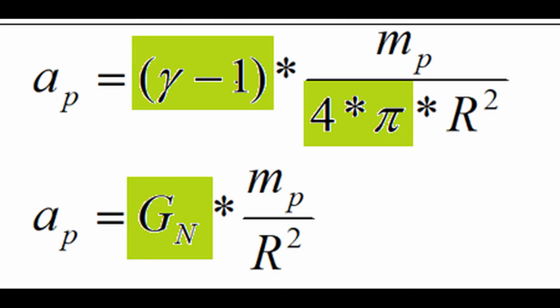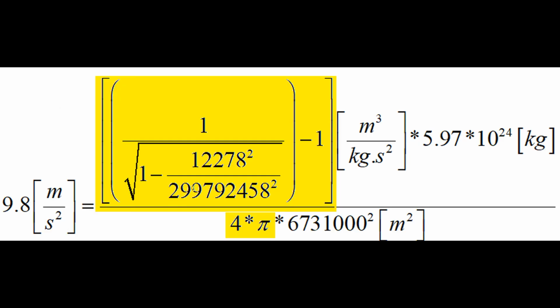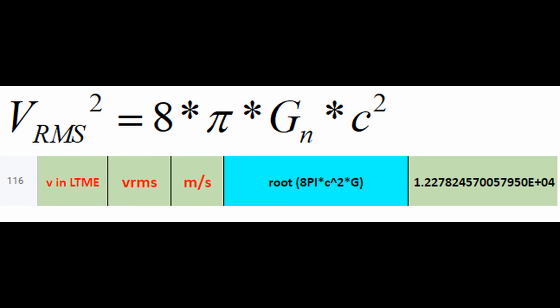Let's check if we can calculate the acceleration at the surface of the Earth. The factor gamma minus 1 divided by 4 pi, the yellow part, equals the gravitational constant. I know Occam's razor would tell me that the Newtonian expression is preferred, but sometimes this razor hides the underlying physics. The Vrms at 12,278 meters per second is also found in these formulas.